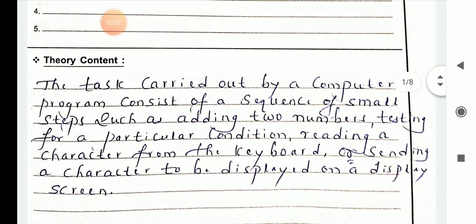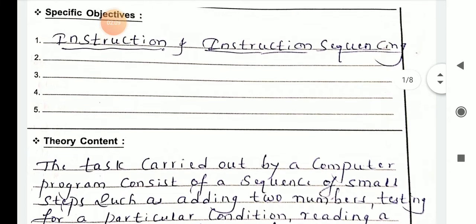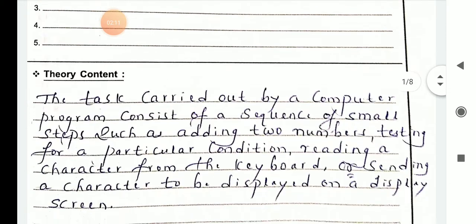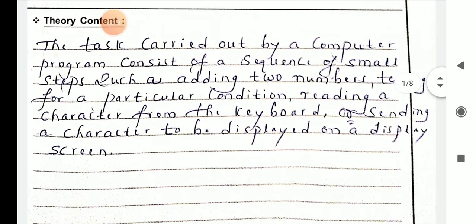Today's class we will move on to instructions and instruction sequencing. So what is an instruction? The task carried out by a computer program consists of a sequence of small steps, such as adding two numbers, testing for a particular condition, reading a character from the keyboard, or sending a character to be displayed on a display screen.